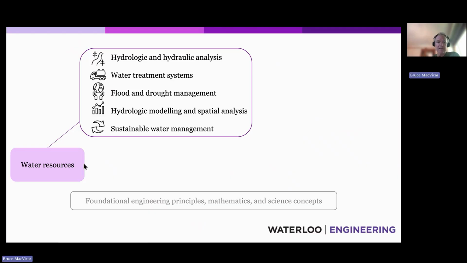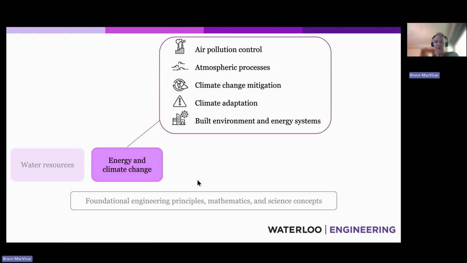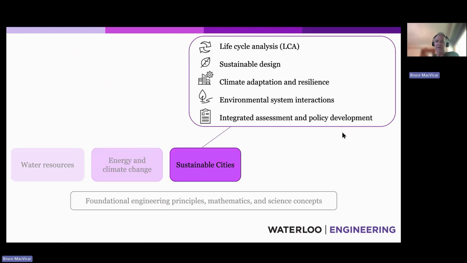So this is water resources, near and dear to my heart, hydrologic and hydraulic analysis, water treatment, floods and droughts. We have a second one called energy and climate change. So there we're thinking about atmospheric processes and air pollution, climate change mitigation and adaptation, and then our built environment and energy systems. The third one is sustainable cities.